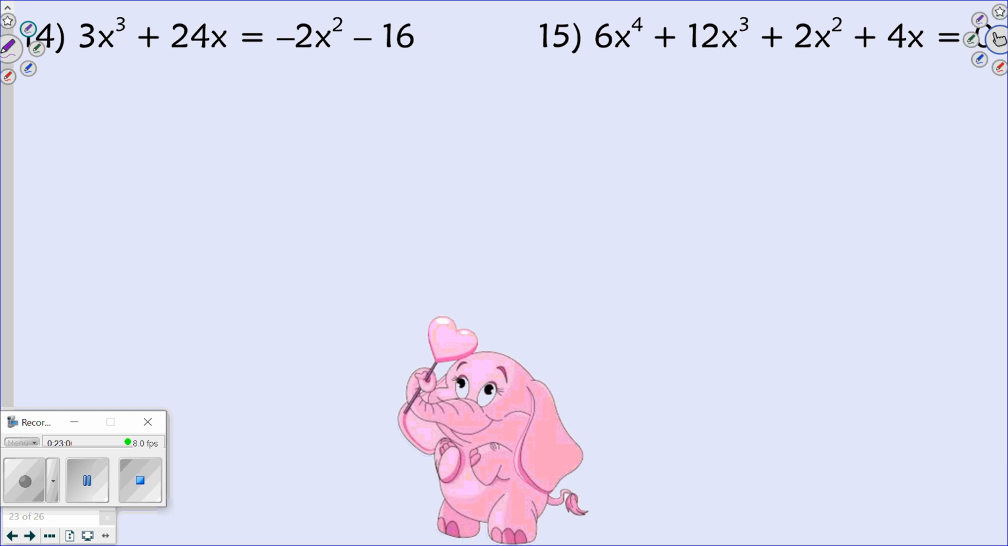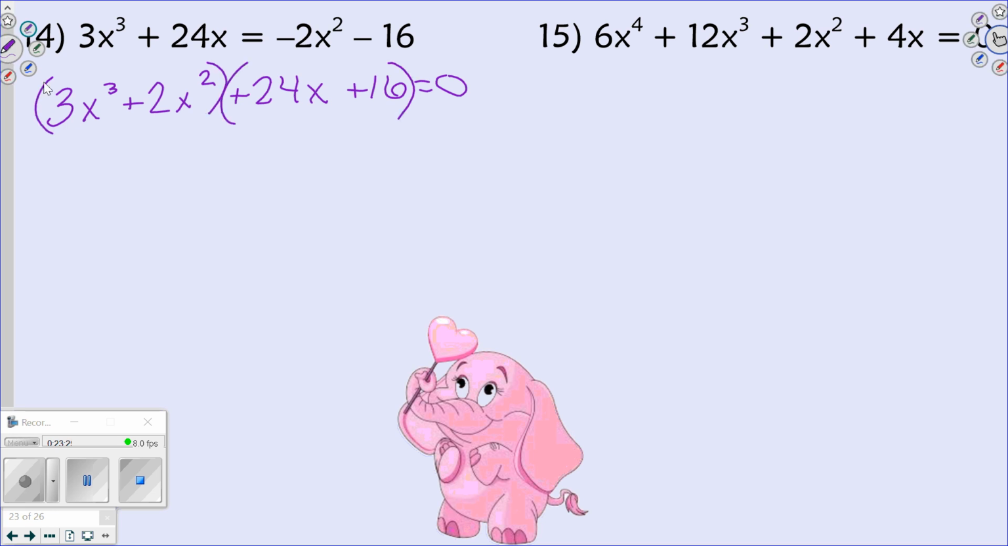So set it equal to 0 first. Some of you struggled on the basics. When you set it equal to 0, make sure it's in the right order. So the x squared should go next, then the 24x, and then the positive 16. Okay? So then we group the first two, group the last two. GCF in the first set, x squared. So we'll have 3x plus 2.